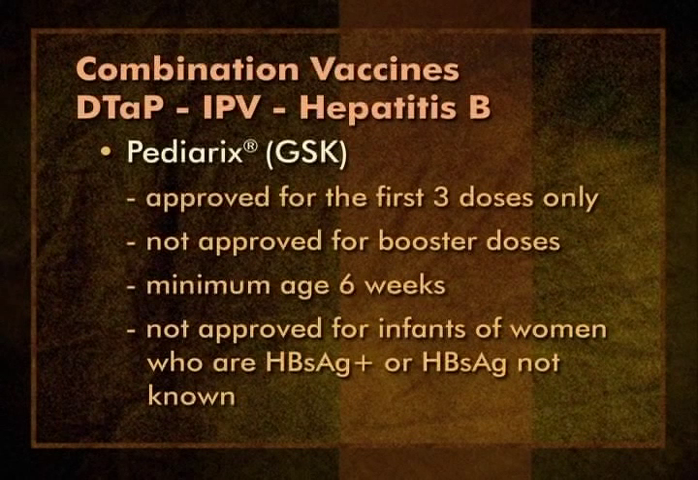The minimum age for the first dose of Pediarix is 6 weeks, so it cannot be used for the birth dose of the hepatitis B series. Pediarix is also not approved for use in infants born to women who are hepatitis B surface antigen positive or whose hepatitis B status is not known. However, in 2003, ACIP recommended that Pediarix could be used to complete the series for high-risk infants as well as all other infants. We will discuss this issue again when we talk about hepatitis B vaccines.